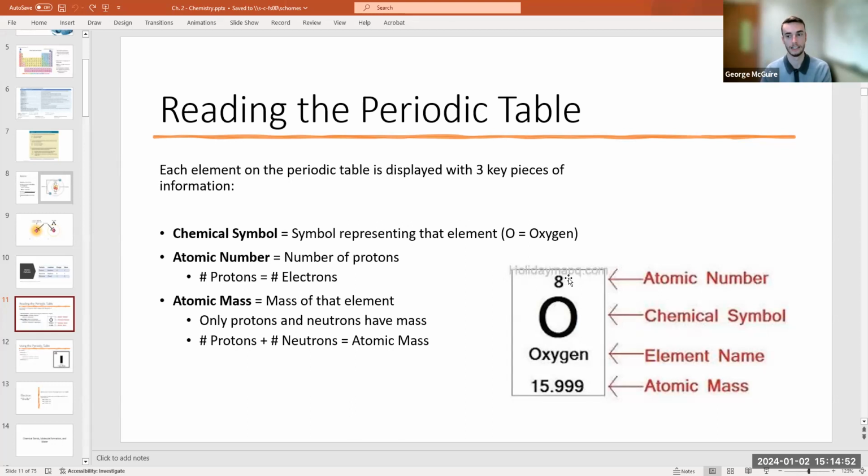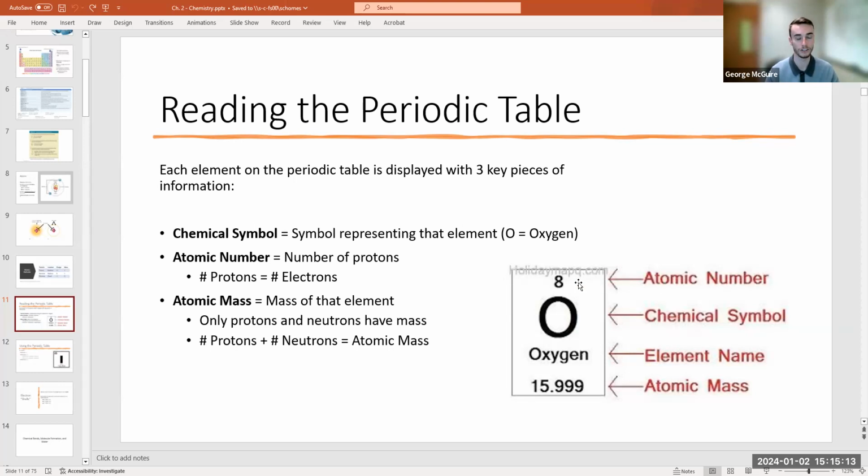No matter what, an oxygen is always going to have 8 protons. If you're looking at an element that has 9 protons, that is no longer an oxygen. That is the defining factor for what makes this an oxygen, that it has 8 protons. So that atomic number is always telling you how many protons that element has.